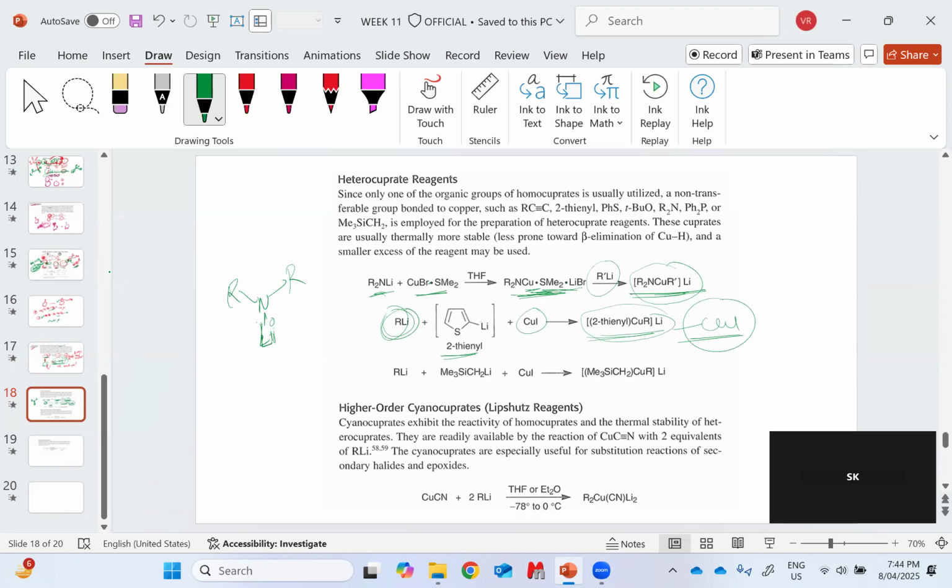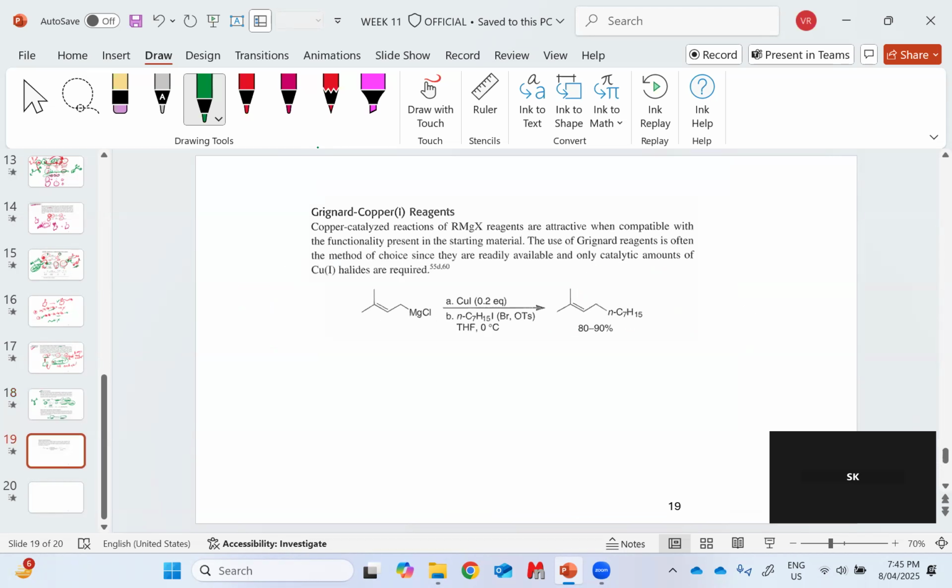These are basically heterocuprates, and if you want some higher order cyanocuprates, those can also be prepared by using the copper cyanide and two equivalents of the alkyl lithium, and it gives the formation of R2Cu(CN)Li2. So that's the cyanocuprate compound we can prepare by this method.